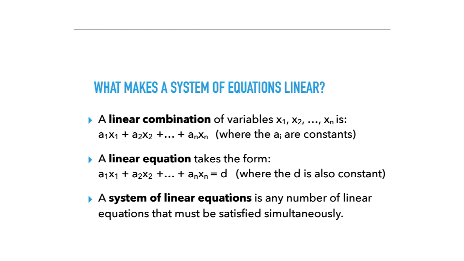Meanwhile, a linear equation looks like that linear combination set equal to some right-hand side, d, where that d is also a constant. And then to build from a linear equation to a system of linear equations, you just take any number of linear equations, could be 2, could be 10, and you try to satisfy them all simultaneously. And that makes a system of linear equations.